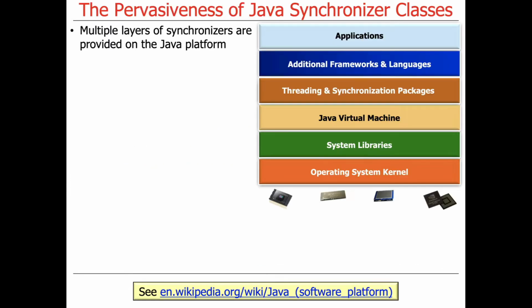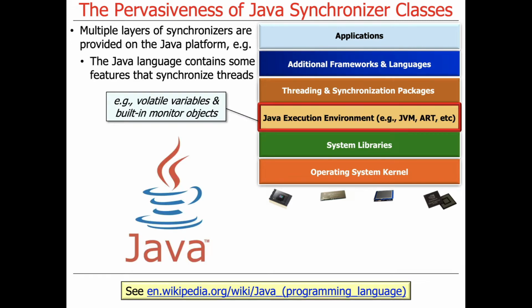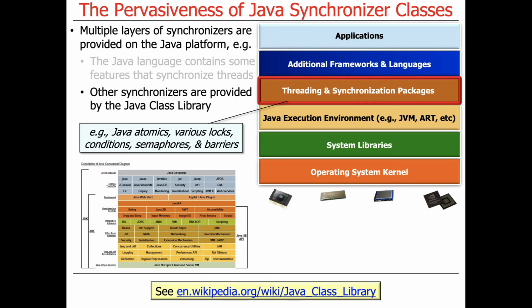Okay, so there are multiple layers of synchronizers provided on the Java platform, and some of the features are in the Java execution environment itself. That is, they're baked into Java. So if you think about Java, it has a couple of different layers. It has the Java execution environment, and things like volatile variables and built-in monitor objects reside there. Those are typically implemented in C or C++ with a thin Java JNI-like wrapper around them to give them a Java facade, but they're really implemented in lower-level languages.